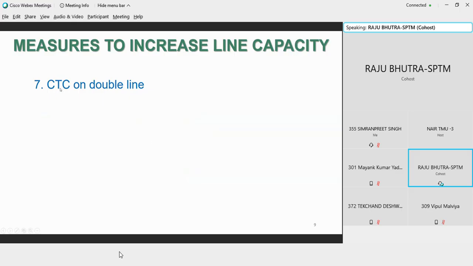Then CTC, what is CTC? Centralized traffic control. So if we employ centralized traffic control on double line, our efficiency will go high and line capacity will increase. Then improving speed of goods trains, that is also quite obvious that if we can increase the speed of slowest moving goods train, the line capacity will increase.